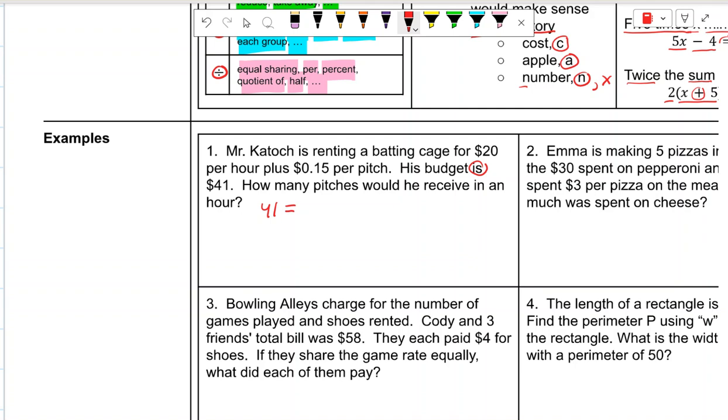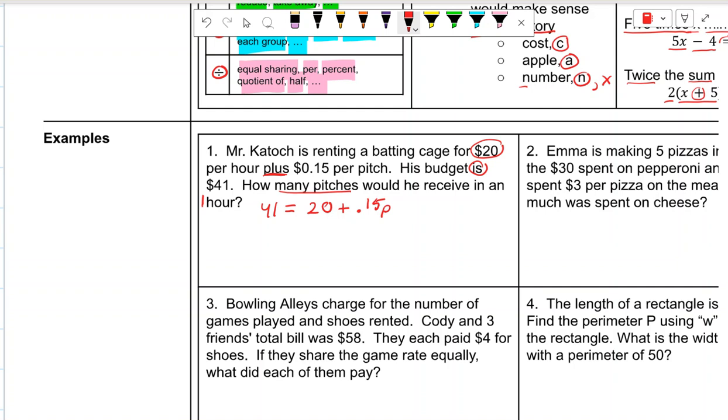Well, what are we asking for? How many pitches would he receive in an hour? How many hours? 1 hour. Well, that 1 hour rental is $20 per hour, so let's write down $20 plus, we see the plus word right here, 15 cents per pitch. And that's exactly what we're asking for. We want to know how many pitches. So we'll put 15 cents P. P is a great variable for pitches.